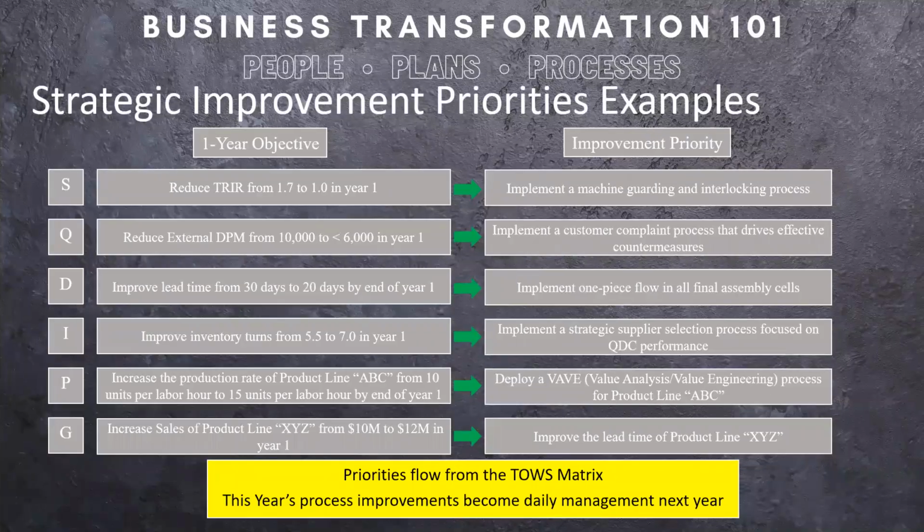Here are example SQDC-G improvement priorities and how they relate to supporting their respective 1-year breakthrough objectives. The improvement priorities were identified in the strategy creation TOES matrix and flowed down, as noted earlier in the podcast and discussed in the prior podcast on strategy creation. This year's process improvements will become daily management next year.